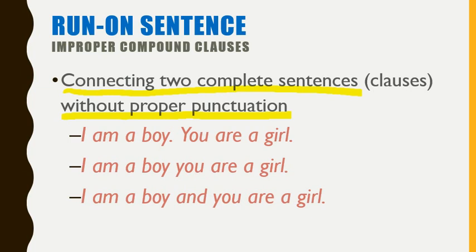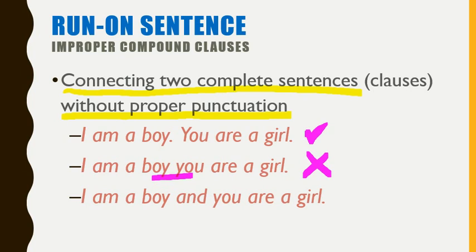Some examples here of some errors. I am a boy, period, you are a girl. Those are two clauses or two separate sentences, so that would be okay. I am a boy you are a girl. Here you still have two sentences, but you didn't use any punctuation. You just wrote them merged together. So this is an error. This is a common type of error that a young student might make. So that's definitely a run-on sentence.